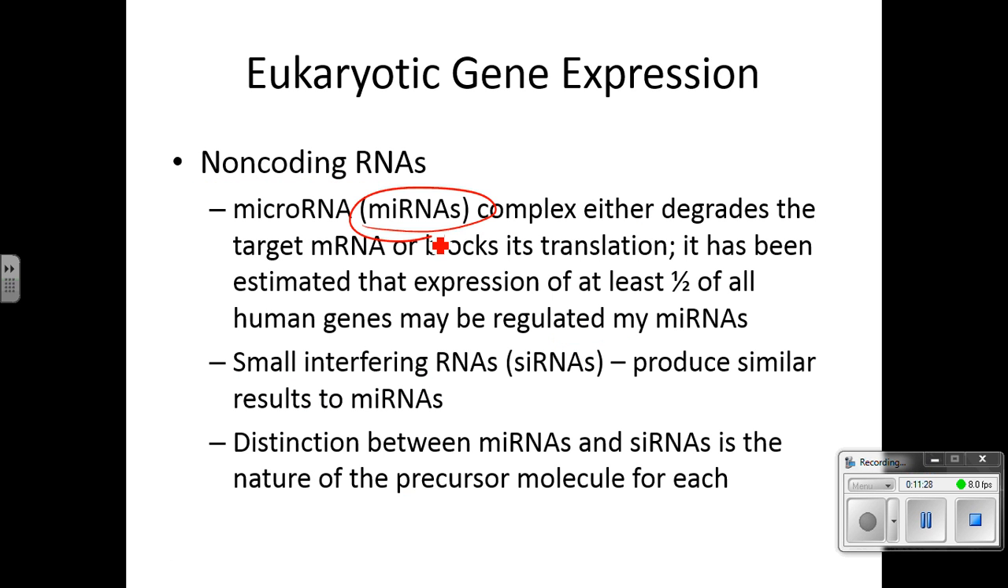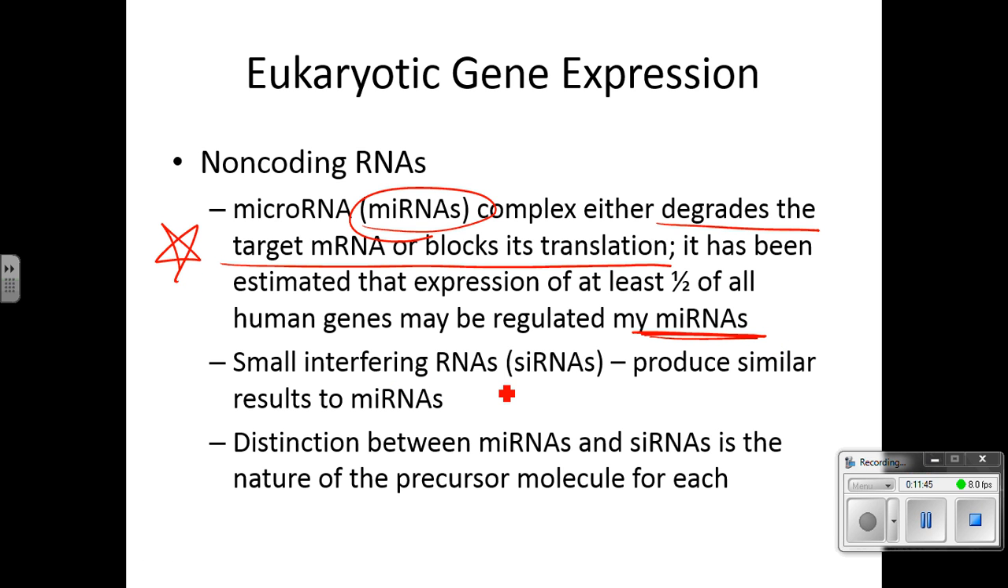MicroRNAs, miRNAs, complex either degrade the target mRNA or block its translation. It has been estimated the expression of at least half of all human genes may be regulated by miRNAs. This is kind of an important one to remember.